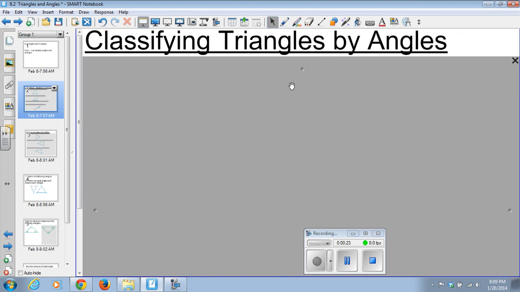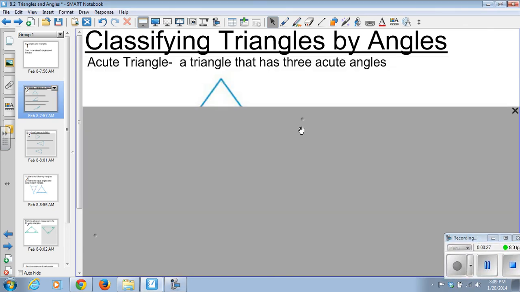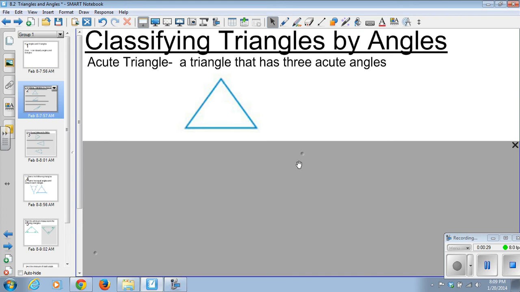We will start by classifying triangles by their angles. We have an acute triangle. This is a triangle that has three acute angles. We should know that acute angles are angles that are less than 90 degrees.